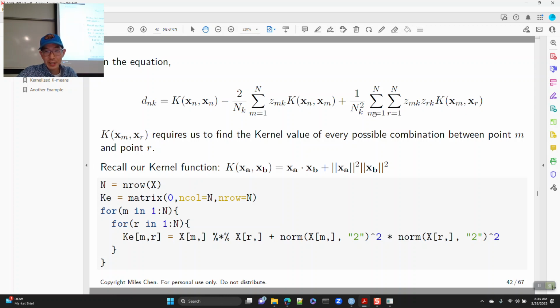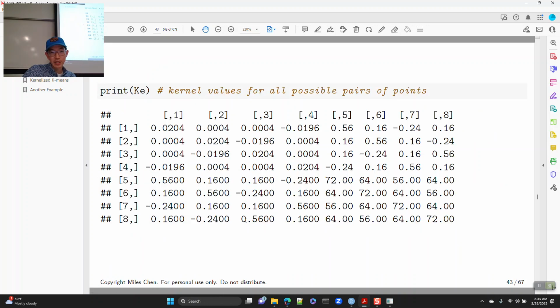This calculation is a big matrix computation. I'm going to calculate a kernel matrix between every point 1 through n in m and every point 1 through n in r. You can imagine the kernel function applied for every coordinate here, and I'm going to use that to get our result.